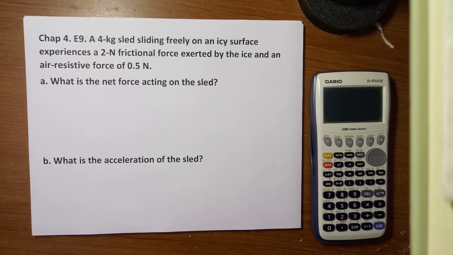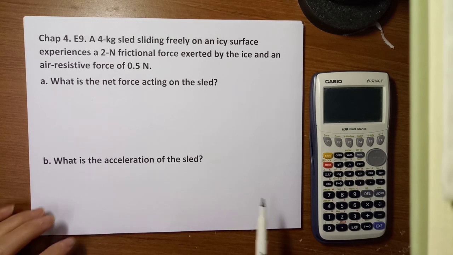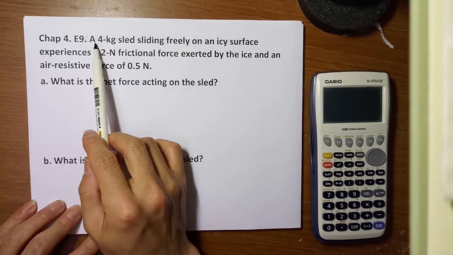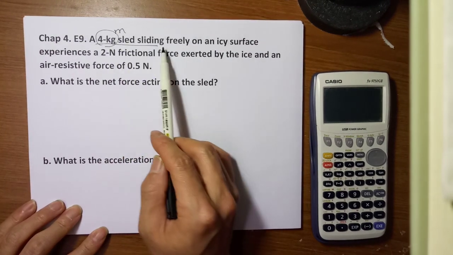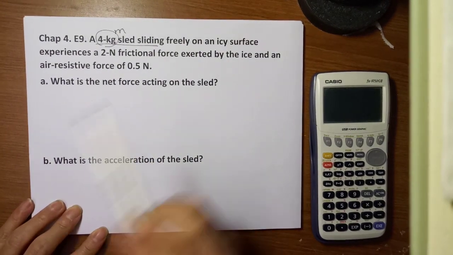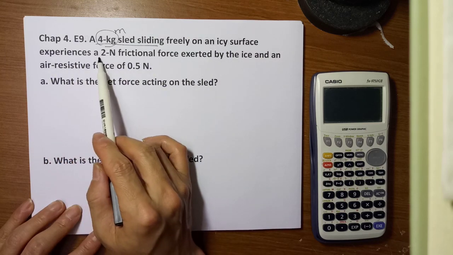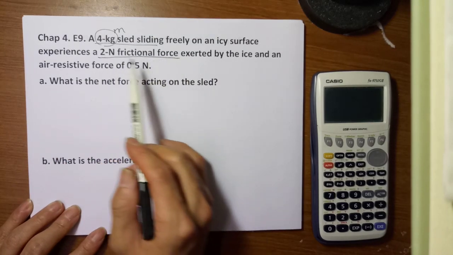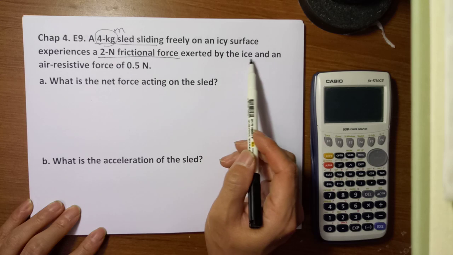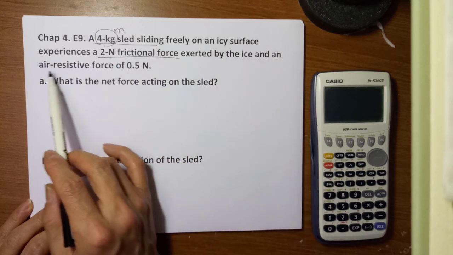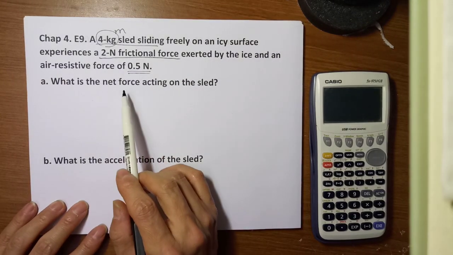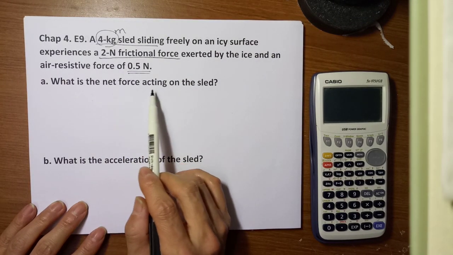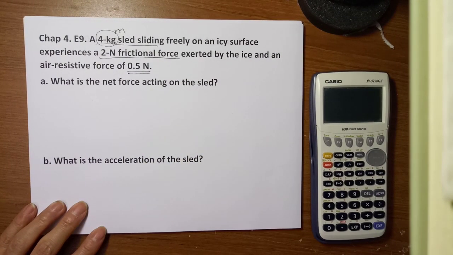Okay. Next question is E9. 4 kilogram sled sliding freely on the ice surface experience 2 Newton of frictional force exerted by the ice, and air resistance is 0.5 Newton. What is net force acting on the sled?